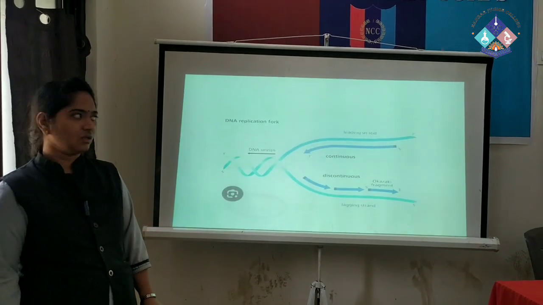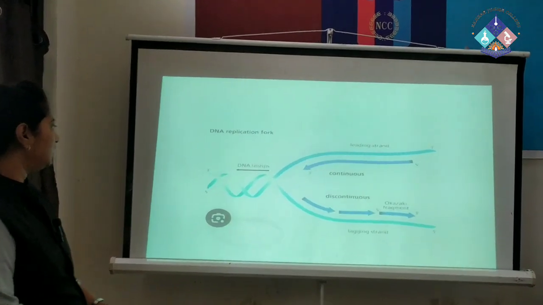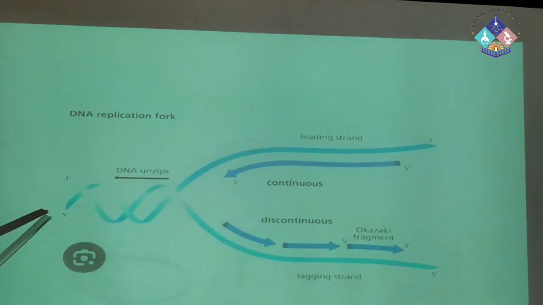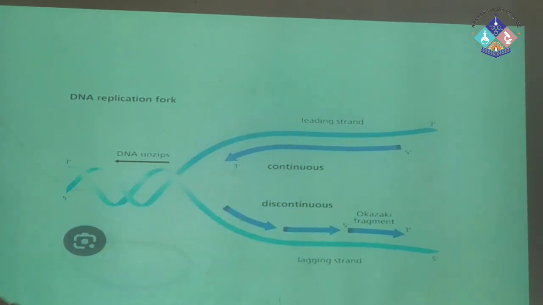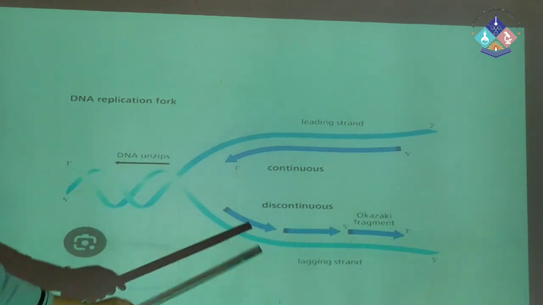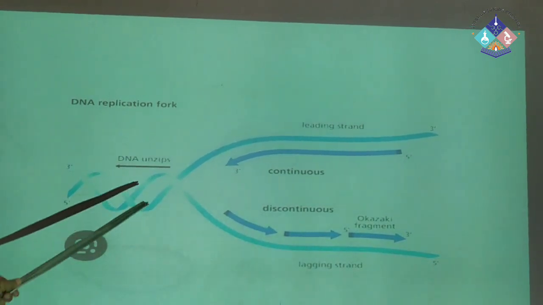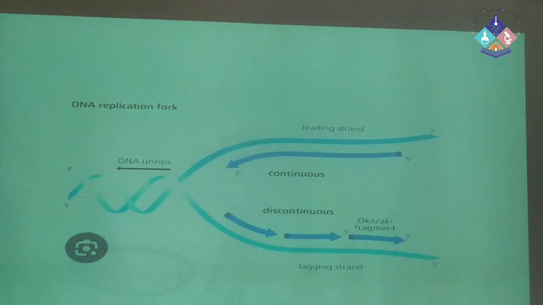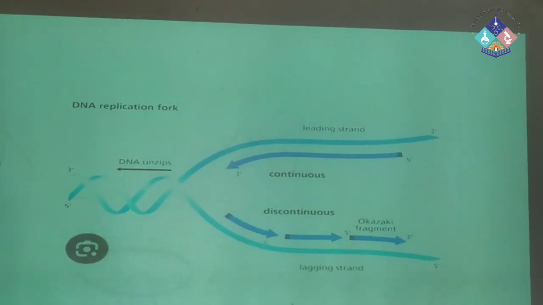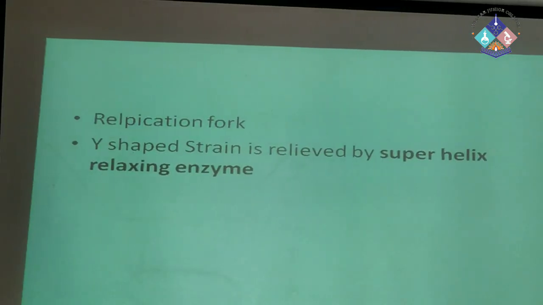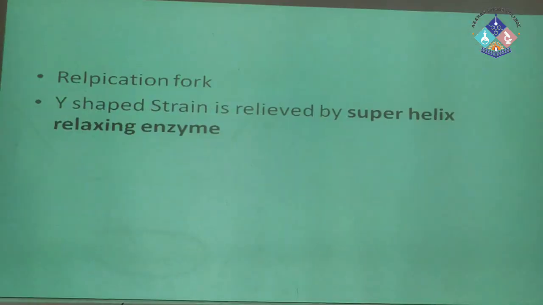You can see here the unzipping of the wound form of DNA. Here unwinding is done, that is, the two strands are separated by the DNA helicase enzyme. It is very important, and these two strands are separated by breaking the hydrogen bond. Now next one.